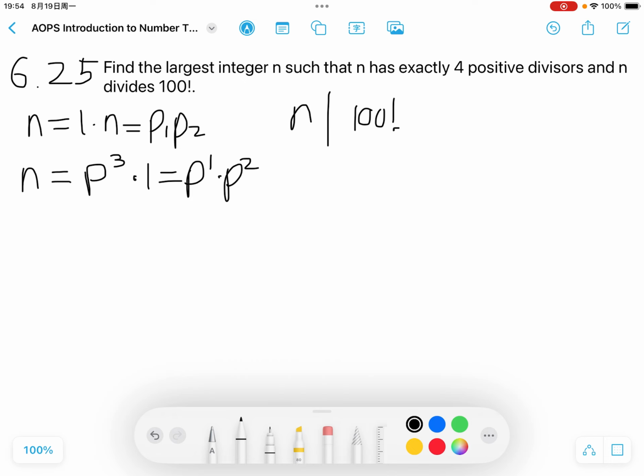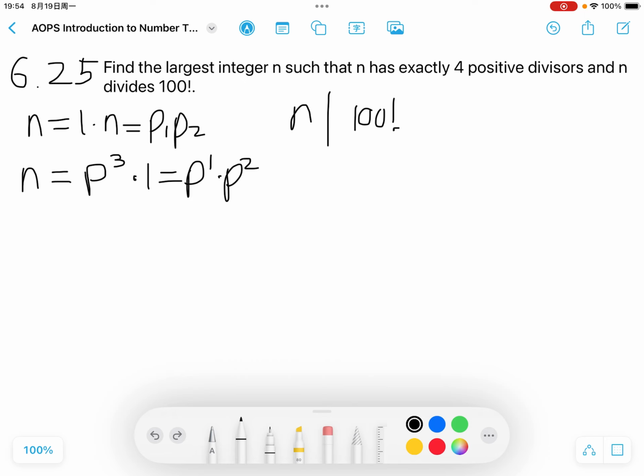You can also think about it this way if you forgot what n divides 100 factorial means. You're trying to find the largest integer. Now, if you're trying to find the largest integer in which 100 factorial is a divisor of n, and n has exactly 4 positive divisors, this number could be infinity, right? You could keep going up because there will always be some number in the format of either the first format or the second format, no matter how large our number is. So you can't find the largest integer. So it has to be the other way around, meaning that n is a divisor of 100 factorial.